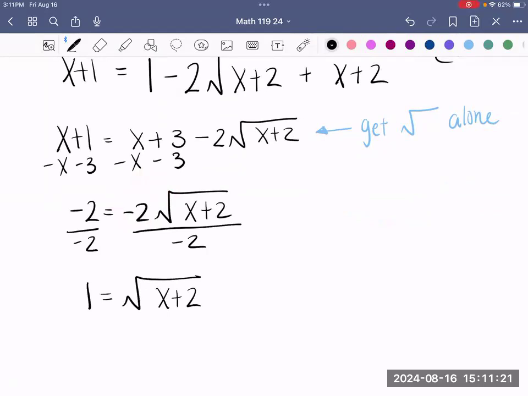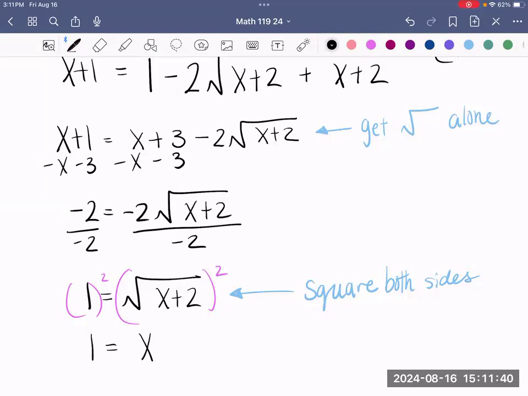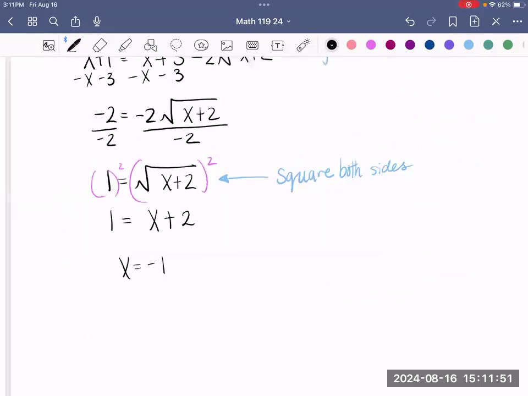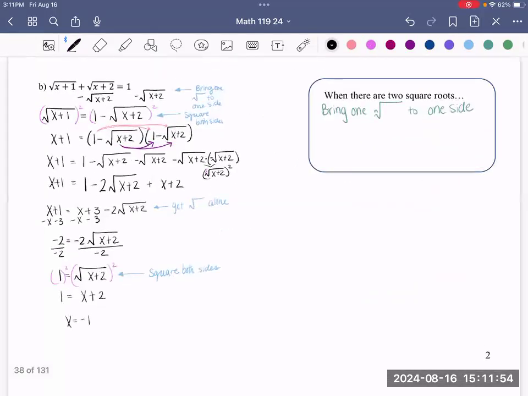So at this point, how do we undo your radical? Well, now we get to square one more time. So squaring both sides, you're left with 1 is equal to x plus 2. So now x is equal to negative 1. Now we can go ahead and check your solutions by putting it back in.